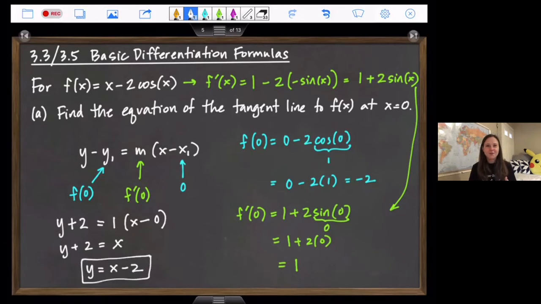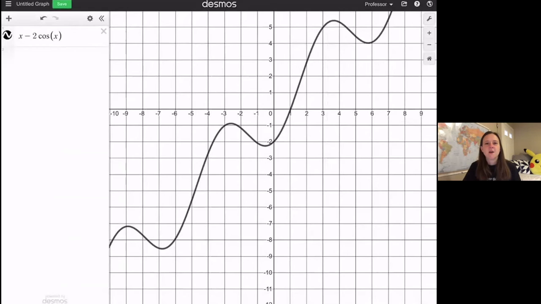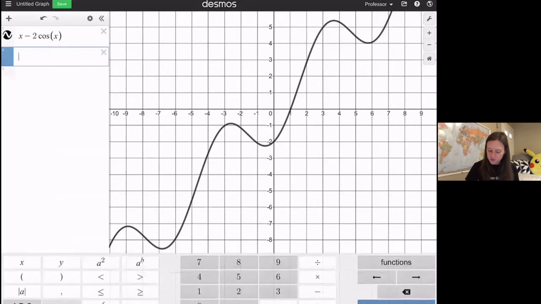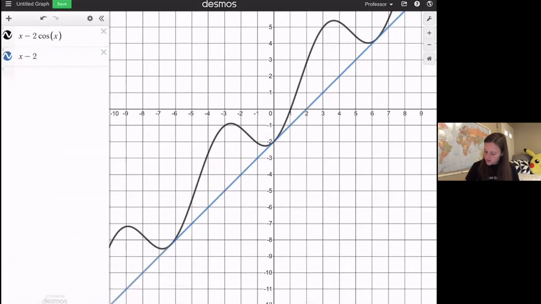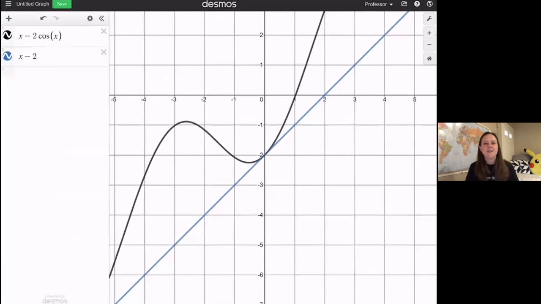As always, let's head over to Desmos and see if this looks right. All right, here I have a graph of x minus 2 cosine x. We found the y-coordinate on that function at x equals 0 to be negative 2, which looks perfect there on the y-axis. And we'll plug in our function, which we found to be x minus 2. And that looks like a perfect tangent line at that spot.